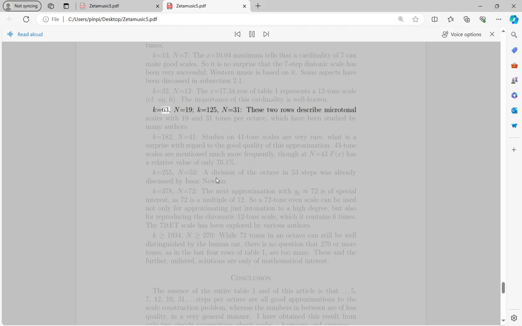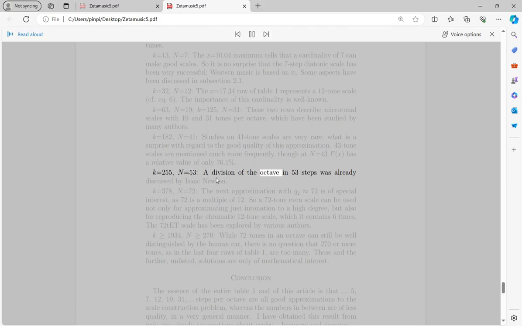K equals 63, n equals 19. K equals 125, n equals 31. These two rows describe microtonal scales with 19 and 31 tones per octave, which have been studied by many authors. K equals 182, n equals 41. Studies on 41-tone scales are very rare. This is a surprise with regard to the good quality of this approximation. 43-tone scales are mentioned much more frequently, though at n equals 43 f(x) has a relative value of only 76.1%.